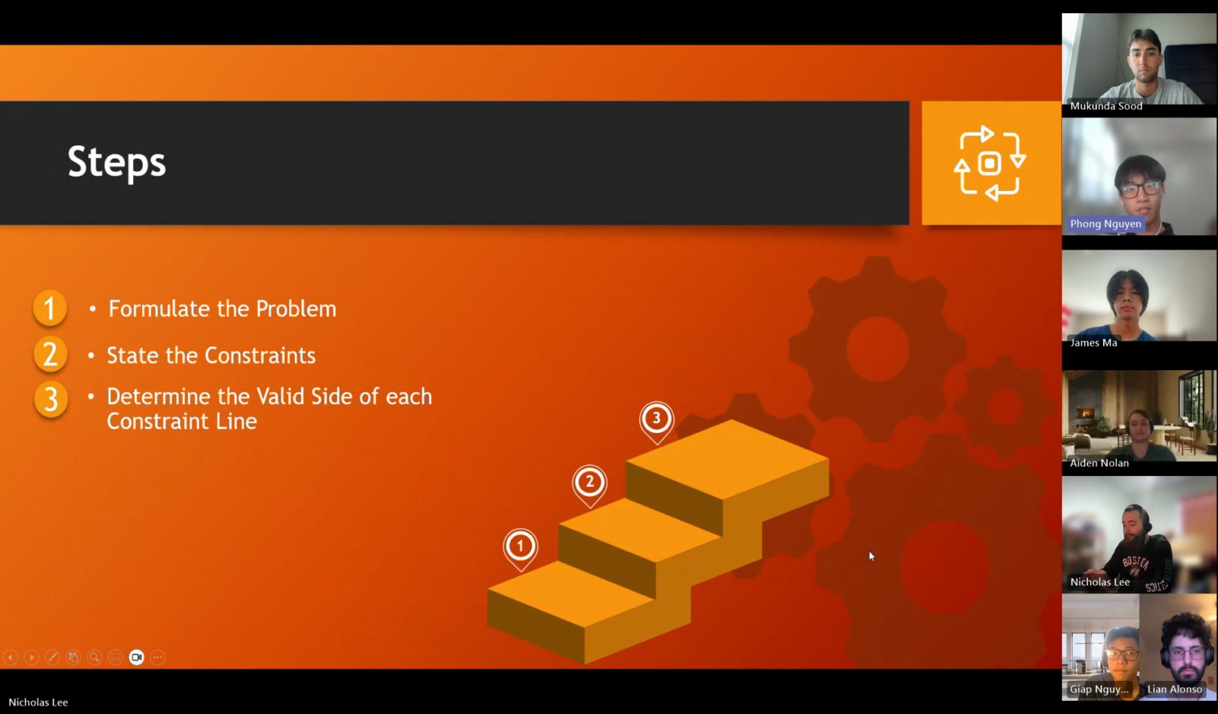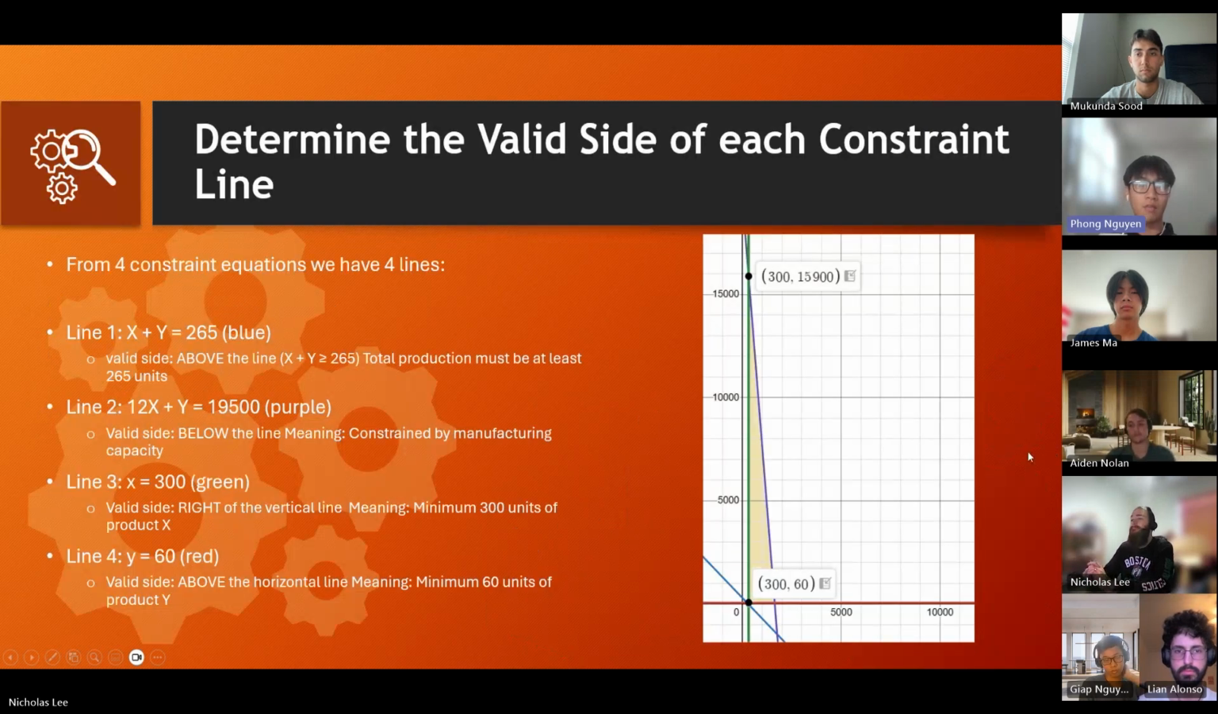I will talk about the valid side of the constraints. We have four constraints, so we have four corresponding lines. The first line is x plus y equal to 265. The valid side will be above the line, which means we have at least 265 units. For the second line, the valid side will be below the line, meaning we have a manufacturing capacity limit.